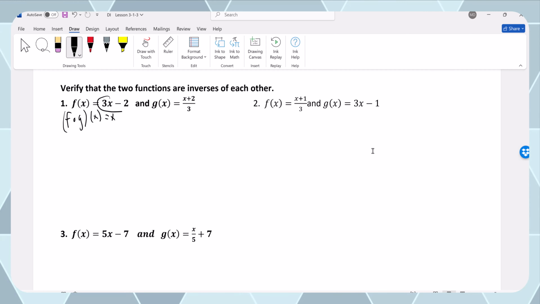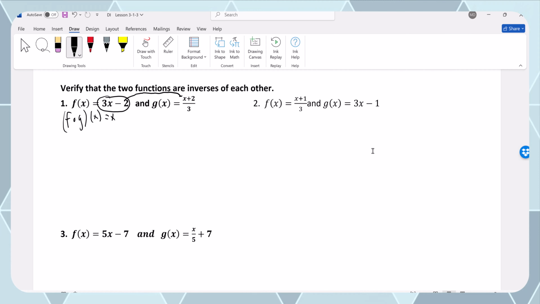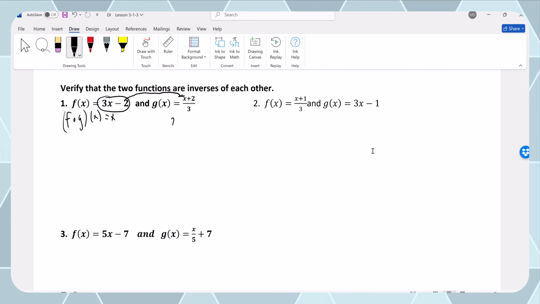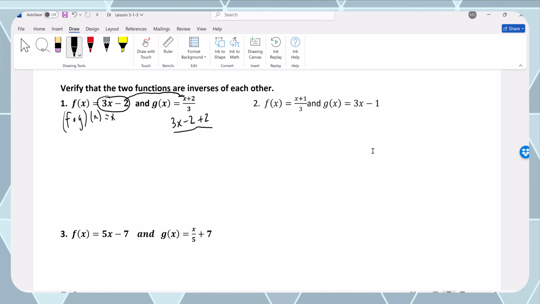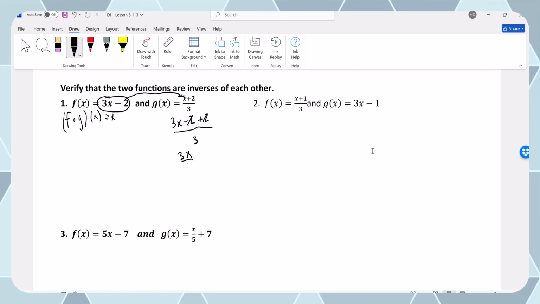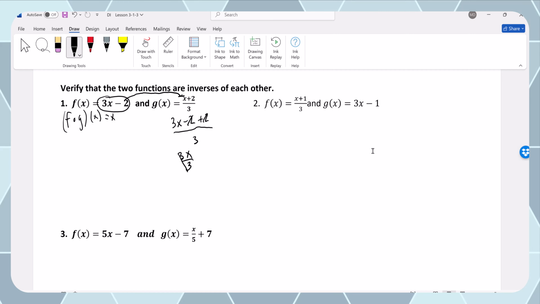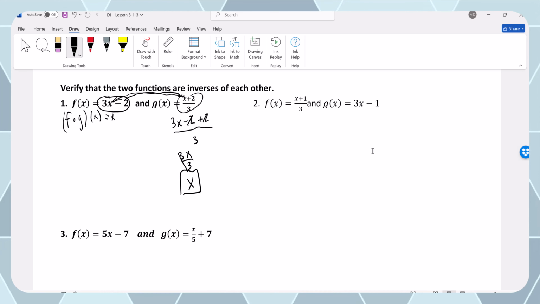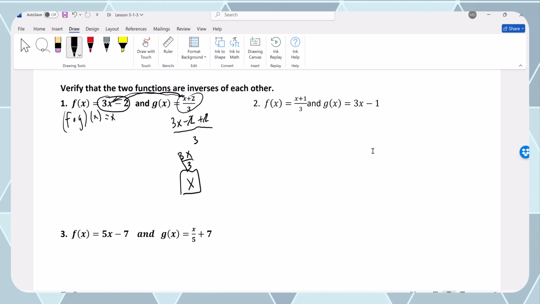So if I plug this function in for x, does it undo? So 3x minus 2 plus 2 all over 3. The negative 2's cancel out, and so you're left with x. Now technically you also should verify the other side, because sometimes it'll work one way and sometimes it won't work the other, but in this case it reduced down to x.